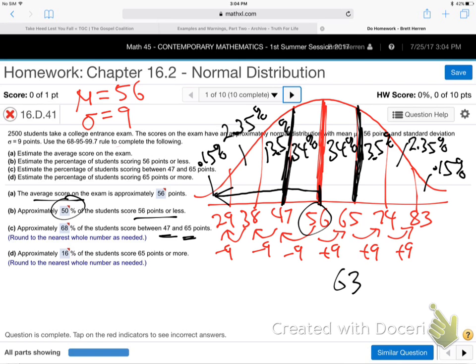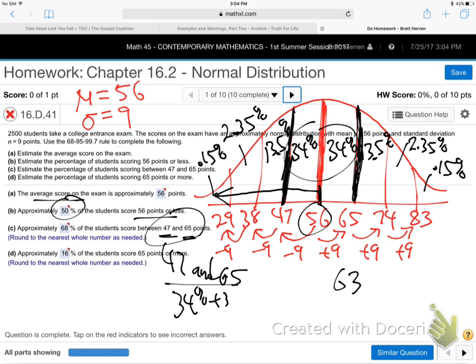So now what percent are between 47 and 65? Well, 47 to 65: 34, 34.